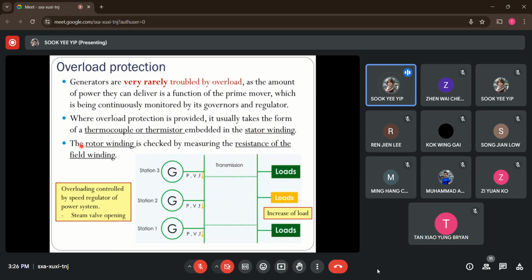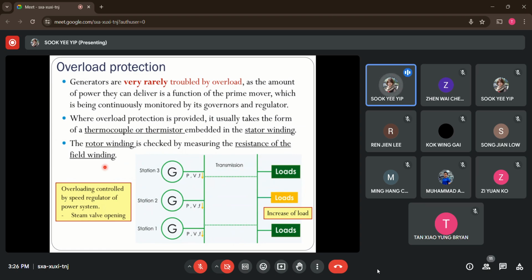How about the rotor side? For the rotor winding, we do not use this instrument. Instead, we measure the resistance of the field winding. Why? Because the resistance value changes based on temperature. The higher the temperature, the higher the resistance value. That's how we detect that we might have an overload condition for the generators.